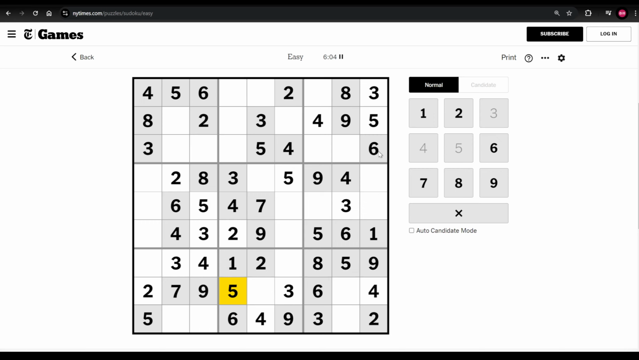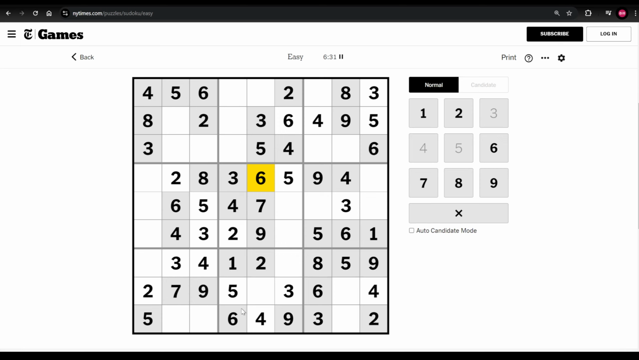Okay, let's go on to 6. Not 6, not 6, not 6. Not 6. So this is 6. So basically we're just eliminating all the possibilities that we can have the number, and the last one will have to have that number. So you can put 6 over here. So the last place you can have it will be here.